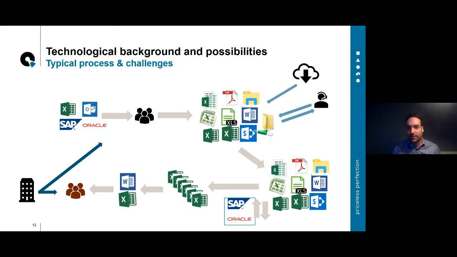So in the sheet, we have illustrated a typical process for legal, finance, or tax. So what we see a lot is that different sets of data have to be collected from multiple systems.